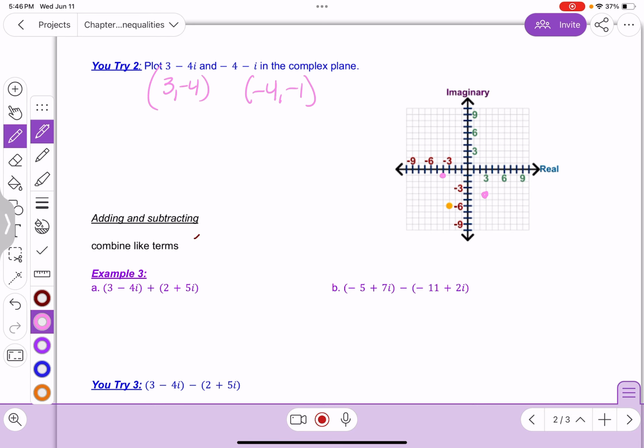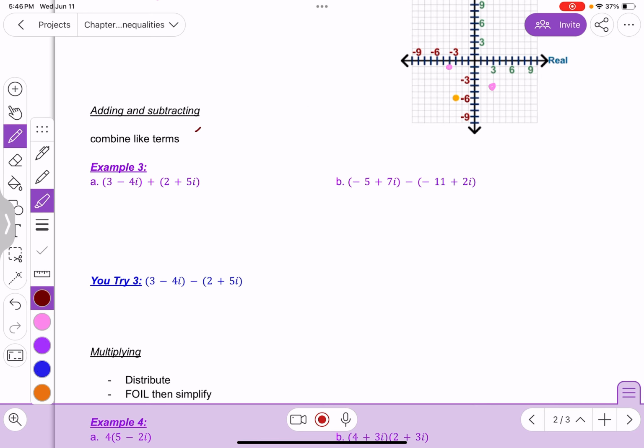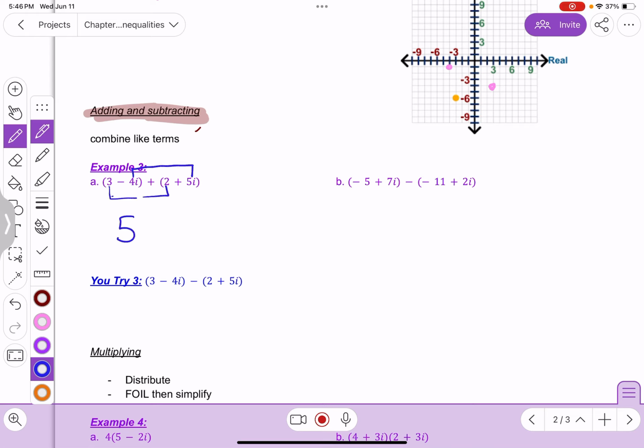All right. Adding and subtracting. For the purposes of doing operations, you treat i just like a variable. So you combine like terms. So 3 minus 4i plus 2 plus 5i, you combine like terms. So 3 plus 2 is 5. And negative 4i plus 5i would be 1i, or i.